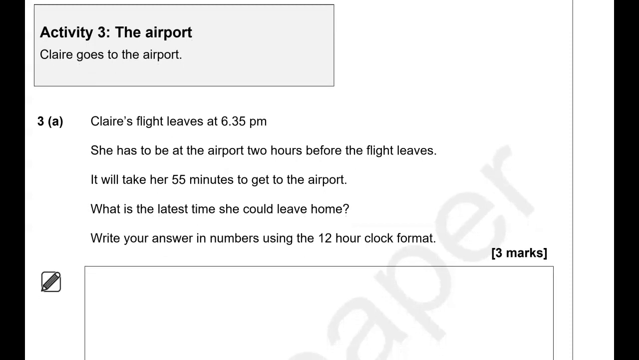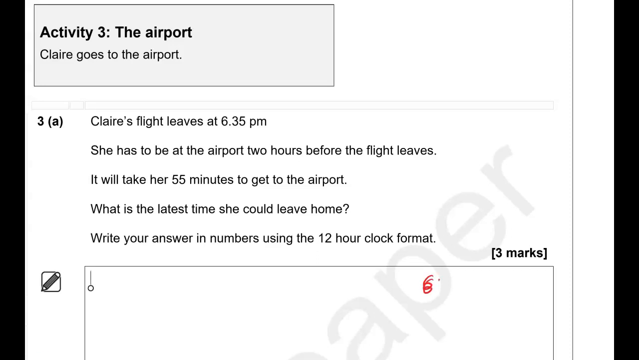Activity 3, the airport. Claire goes to the airport. Claire's flight leaves at 6:35 p.m. She has to be at the airport 2 hours before the flight leaves. It will take her 55 minutes to get to the airport. What is the latest time she could leave home? Write your answer in numbers using the 12-hour clock format.